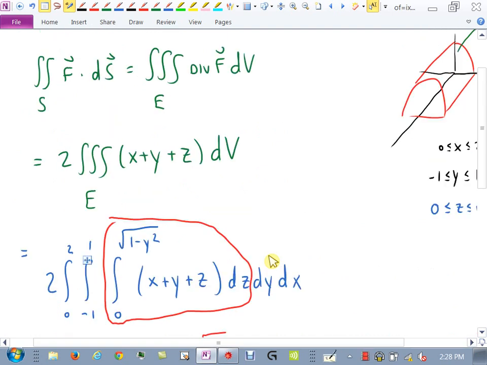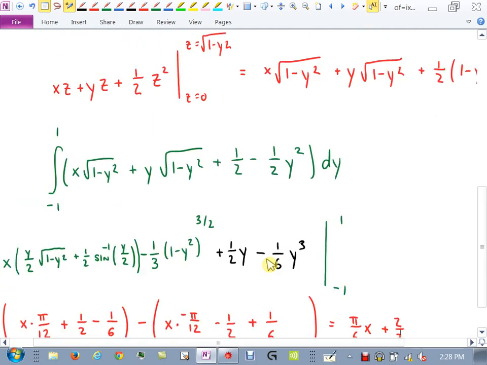For that integral, let me double check that formula that I used. Let's see, it was minus, right? 1 minus. So tell me if this is right. It should be y over 2 square root of 1 minus y squared plus 1/2 arc sine of y. That's it. Okay, my bad.